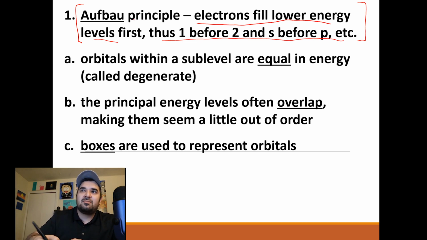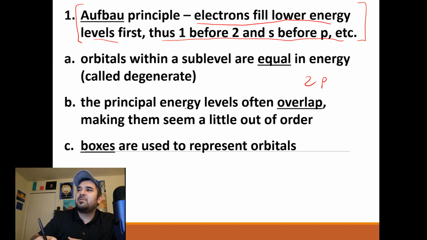So that's Aufbau's principle. And orbitals in the sublevel are equal energy. So if you're in the 2p, everything in the 2p has the same amount of energy. This isn't really important to you guys, but I'm just explaining to you parts of Aufbau's principle. What you need to know about Aufbau's principle and what you should write down is what I put over here in brackets. So electrons will fill lower energy levels first, thus 1 before 2.